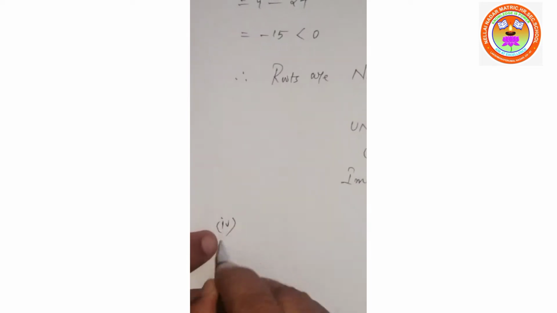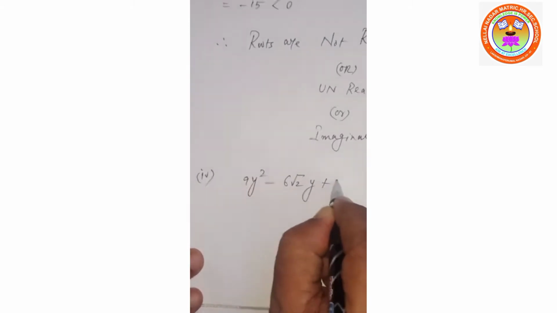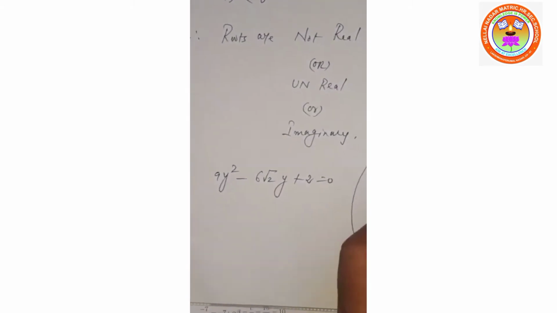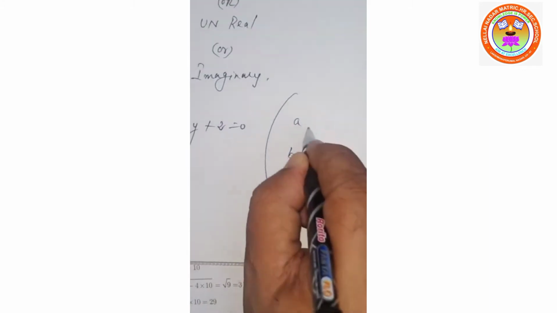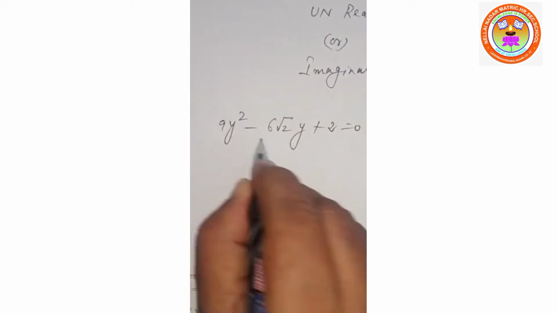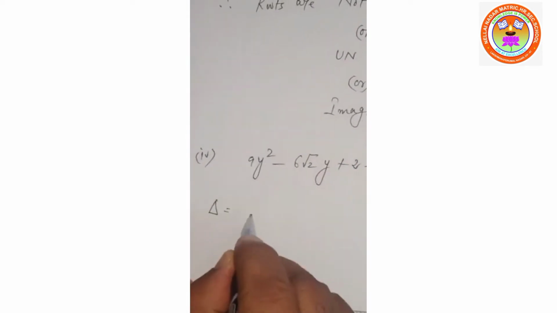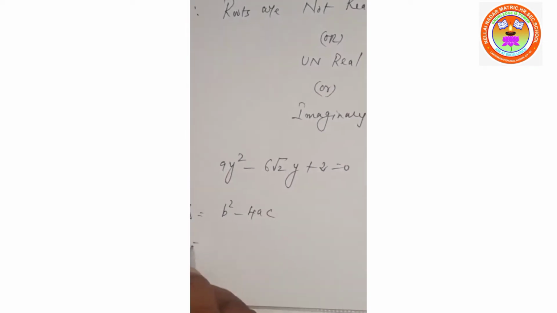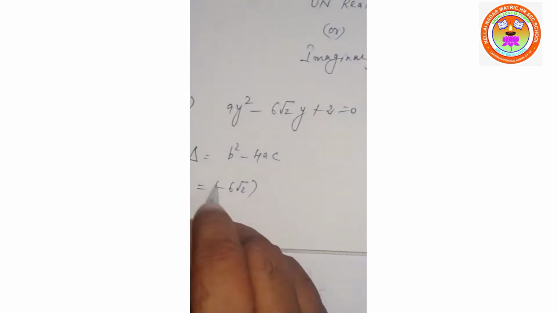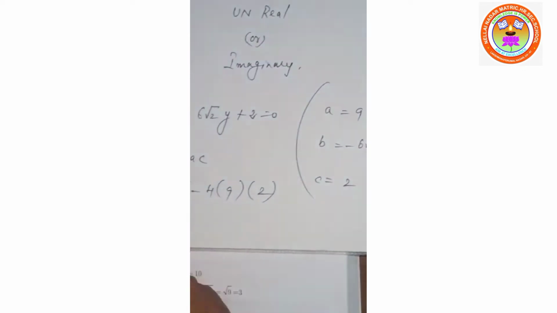Now subdivision number 4: 9y square minus 6 root 2 into y plus 2 equal to 0. Write a, b, c. The equation is in terms of y. So a is the coefficient of y square, that is 9. b is the coefficient of y, minus 6 root 2. And c is the constant term, 2. Now find out delta. Delta formula: b square minus 4ac. b is minus 6 root 2 the whole square, minus 4 into a value into c value. The a value is 9 and the c value is 2.